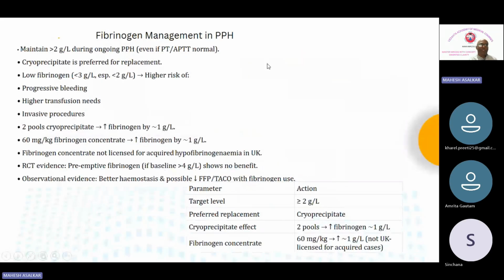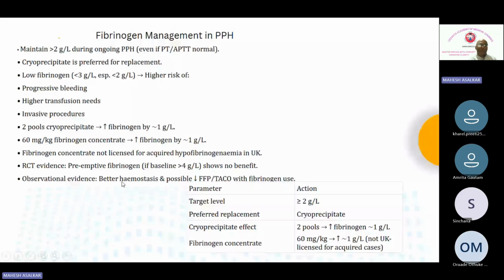Then what about the fibrinogen? If the fibrinogen is dropping, then you need to give. So let us see, the target level is more than 2 grams per liter. Preferred replacement for fibrinogen is by cryoprecipitate. Okay, then what is the effect of cryoprecipitate? 2 pools will increase the fibrinogen by around 1 gram per liter. Okay, so that is the role of cryoprecipitate.